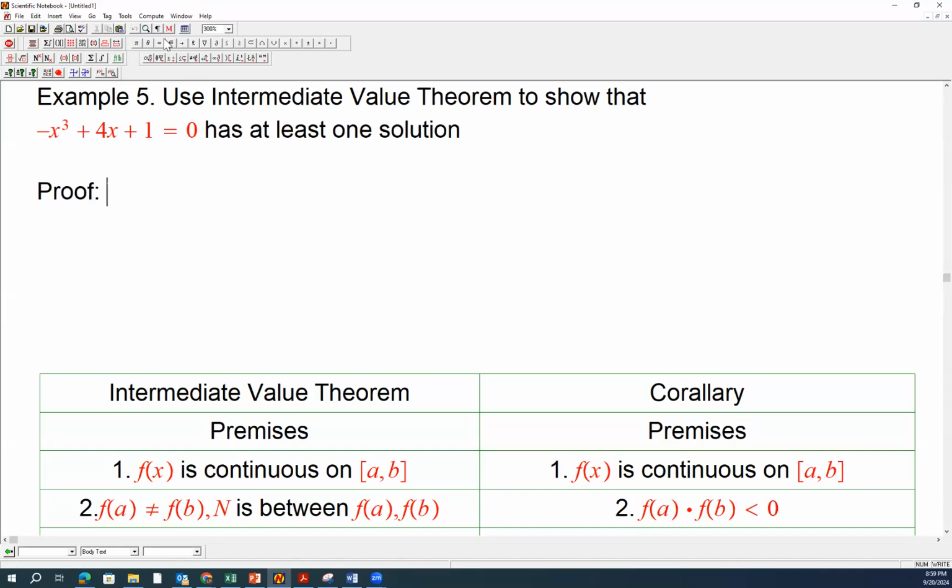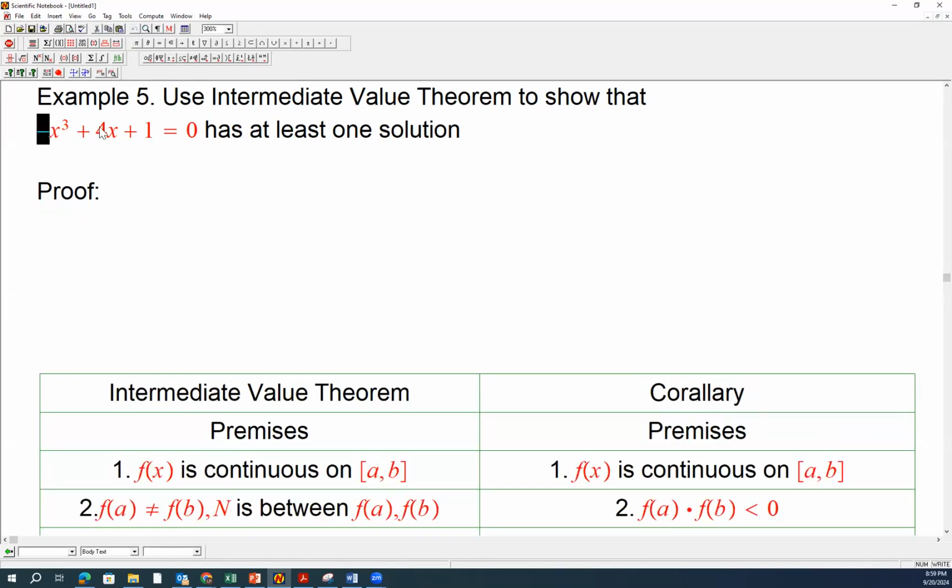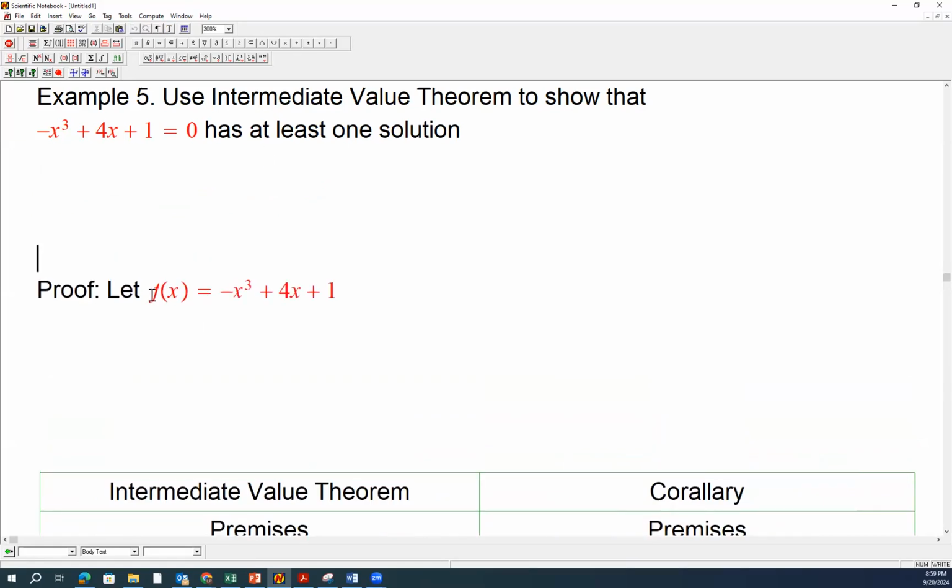So we're going to choose our function to be, oops, sorry, that's our function. Okay, so we can let this be our function. And of course, this is a polynomial. It's continuous on the entire number line. So we just have to identify our interval, right? So we're going to identify our interval.